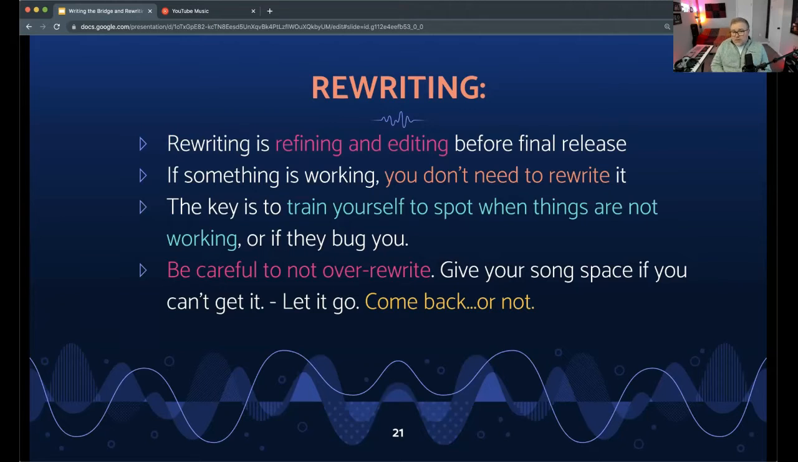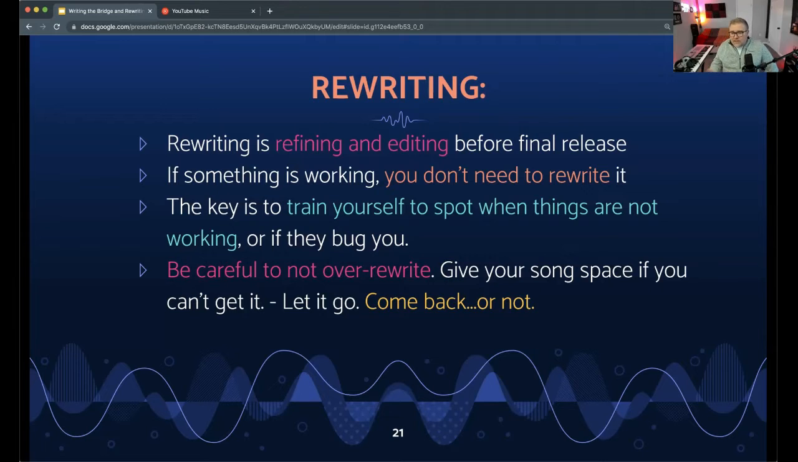So the key with rewriting is to try to train yourself to spot when things aren't working or if they bug you. The bugging you thing is your little rewrite meter, where if something just doesn't feel right, that's when you may want to look at it. But again, you have to be careful to not over rewrite, because sometimes you can rewrite your song to death and it loses what it had originally.